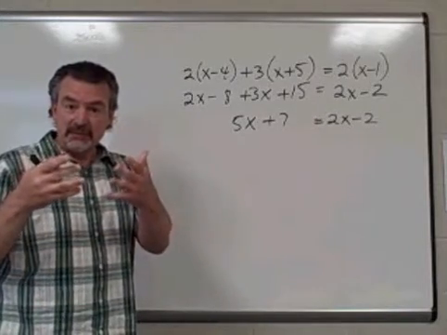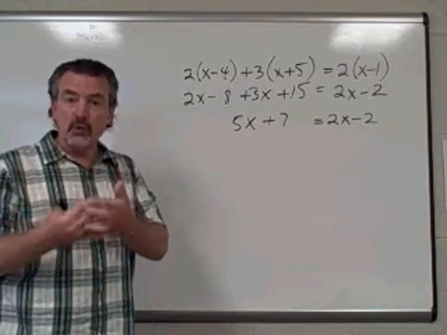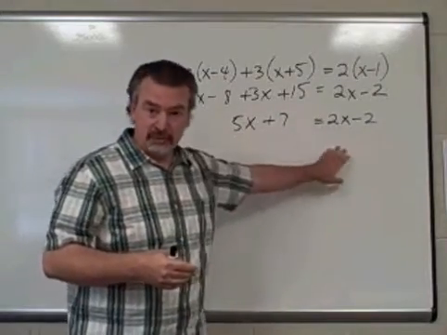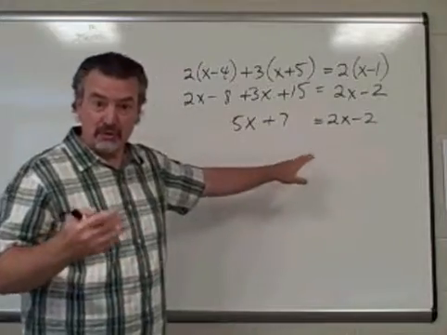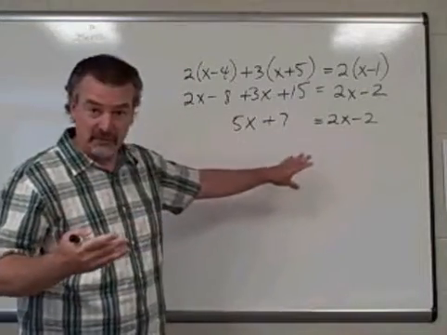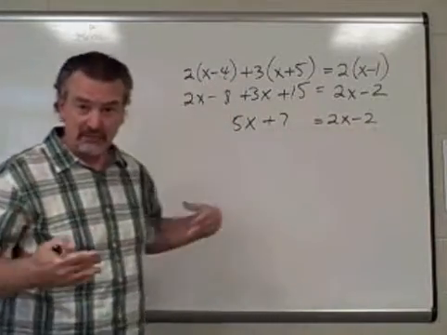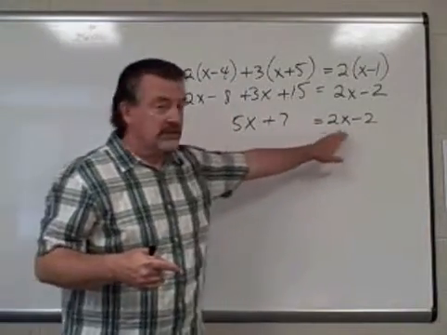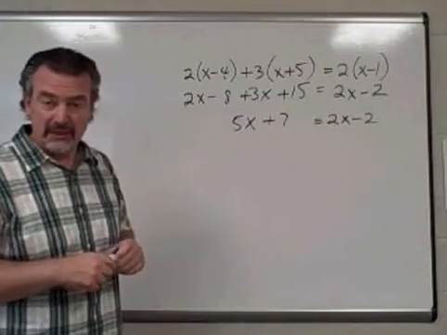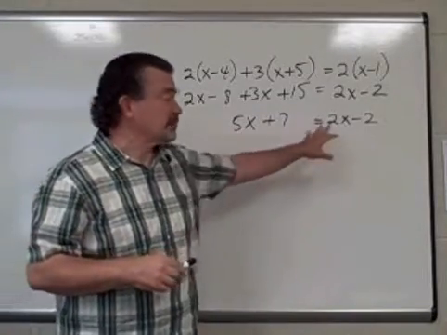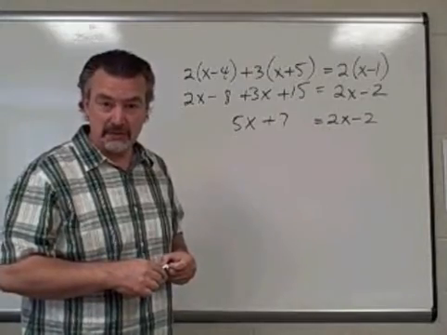The next step in our procedure said only one variable term. My equation has 2 variable terms. Remember, the variable term is the term that has the letter in it, that has the variable in it. These, remember, are called constant terms because they have no variable. I only want one variable term in my equation. So I'm going to make one of those disappear. And I'm going to choose to make the 2x disappear.